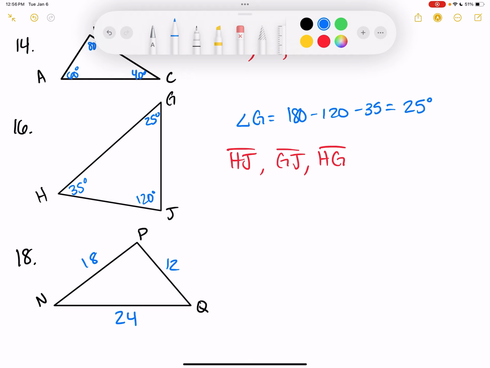Which angle is the smallest? Yep. And then next, Q. And lastly is P.